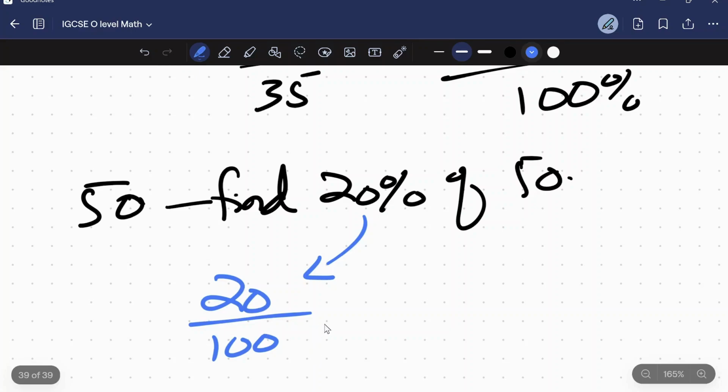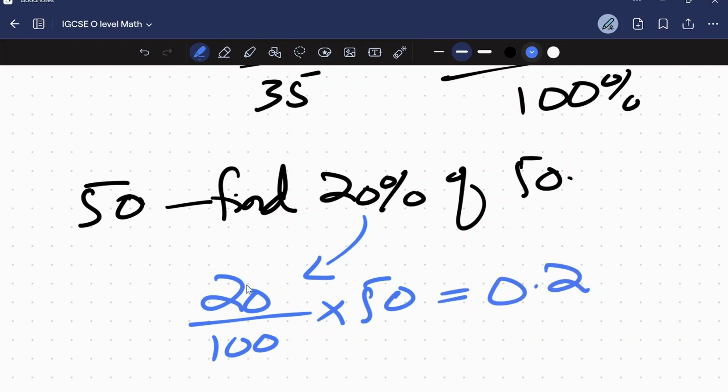Now you need to find the 20% of 50. That means the 20% of 50, right? You just need to multiply the number and 20% of 50. So either you can simplify this or you can make it equal to 0.2, because 20 divided by 100 would be 0.2. It would be 0.2 times 50.